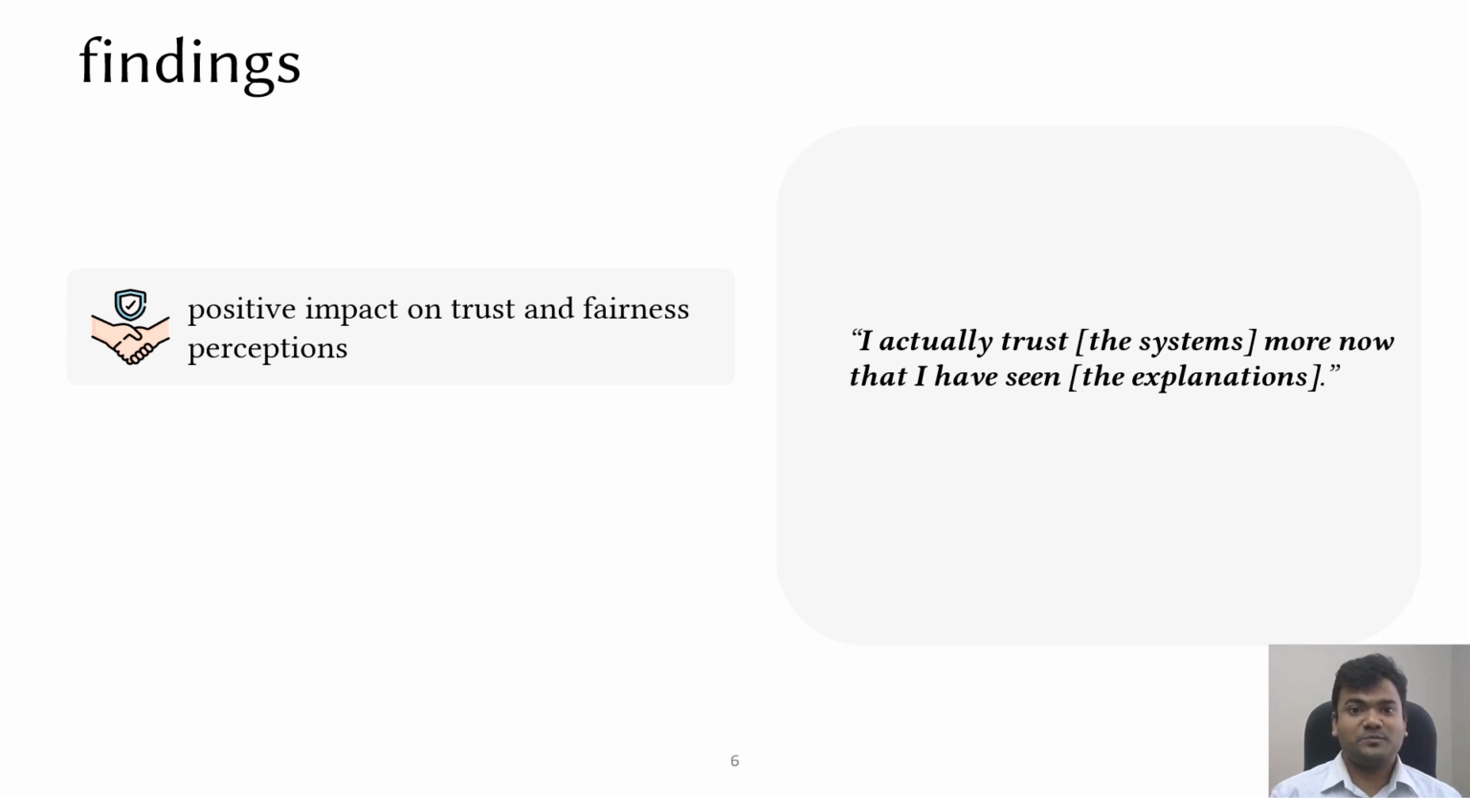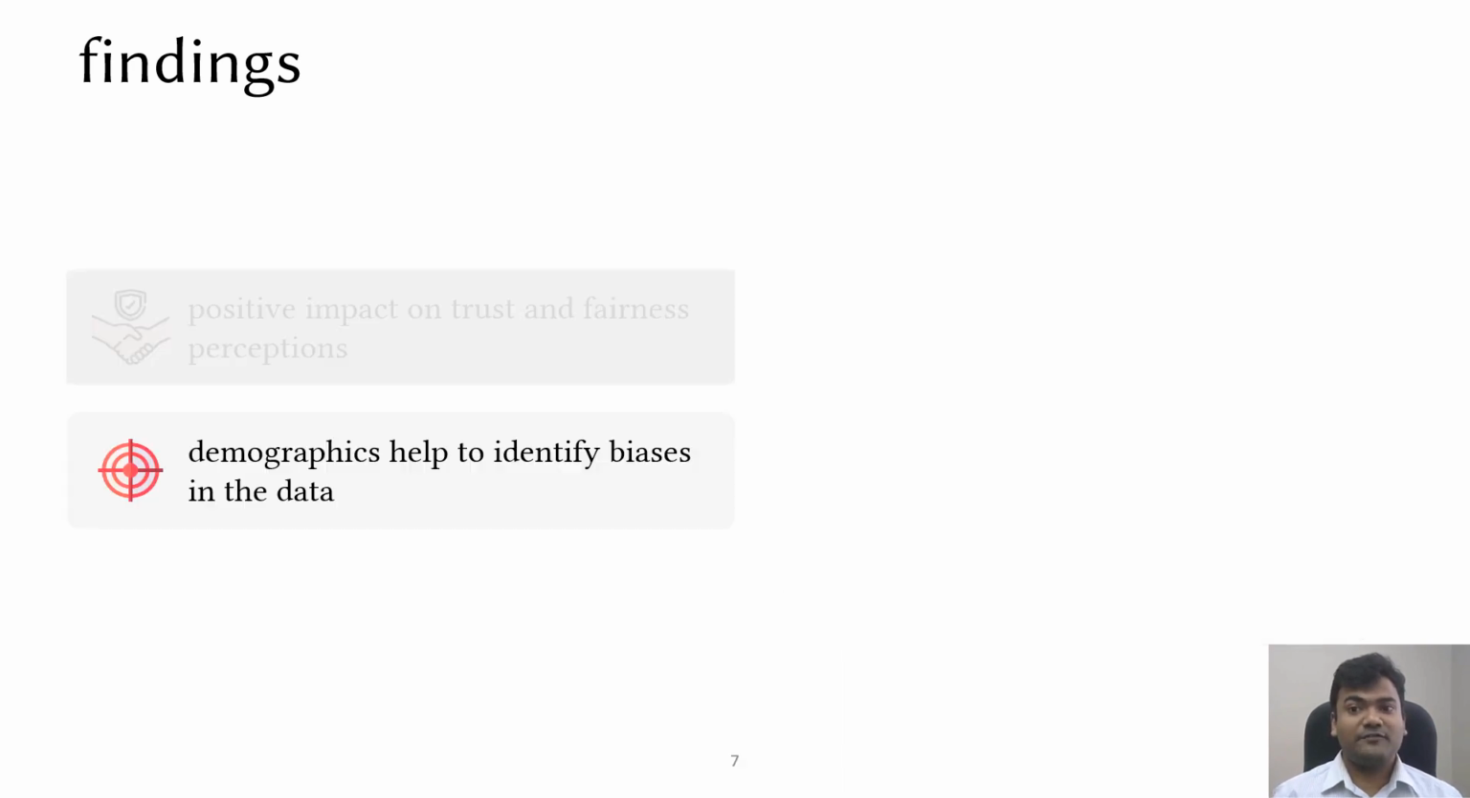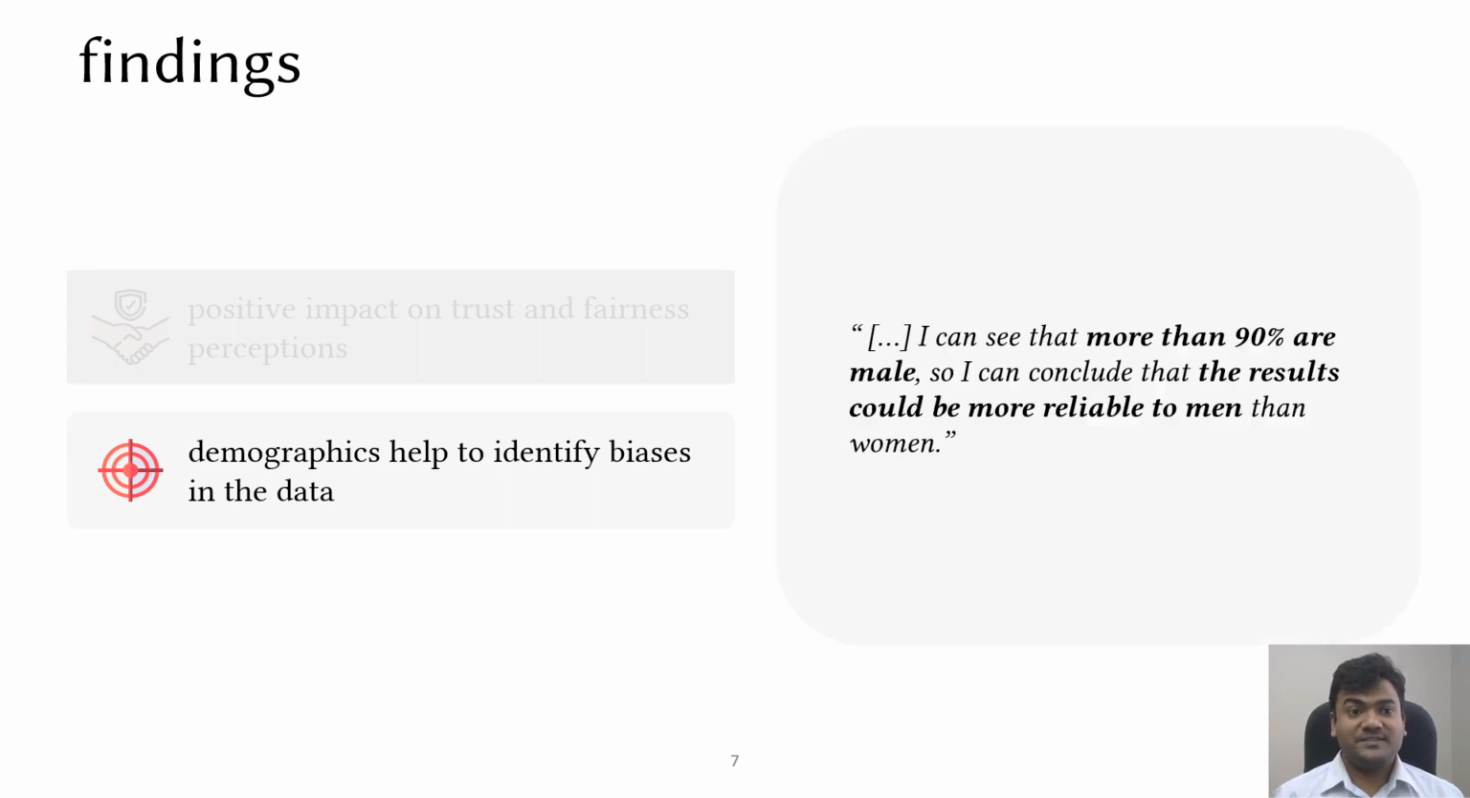Among all the information presented, participants found the demographic information to be the most useful, and they talked about how it helped them to identify any potential biases in the system. For example, this participant mentioned that since 90% of the data were from male, they can easily conclude that the system would perform better for men.